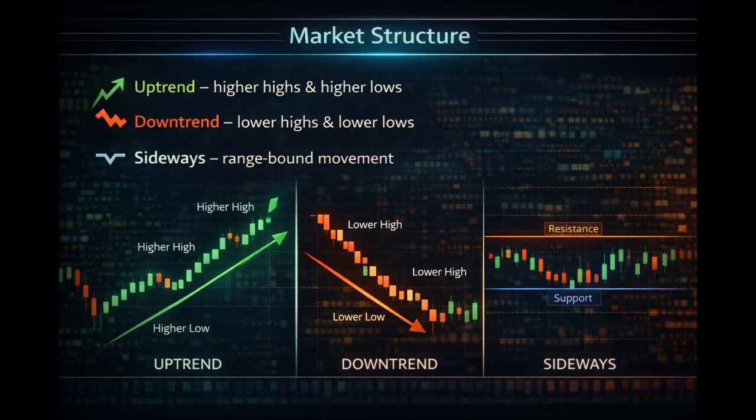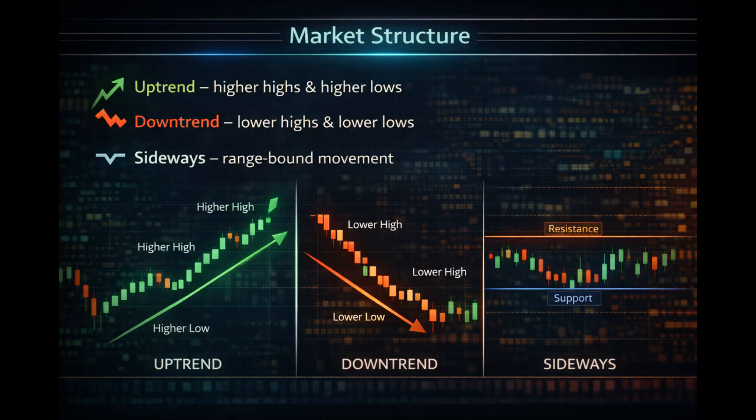Downtrend. A downtrend occurs when price forms lower highs and lower lows. For example, Bitcoin declining from $72,000 to $70,000 and then to $68,000 indicates bearish momentum. Sideways market. A sideways market occurs when price moves within a narrow range without forming a clear trend.